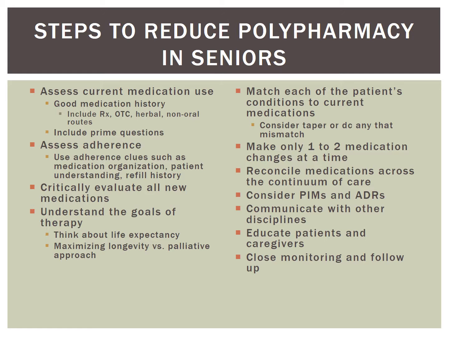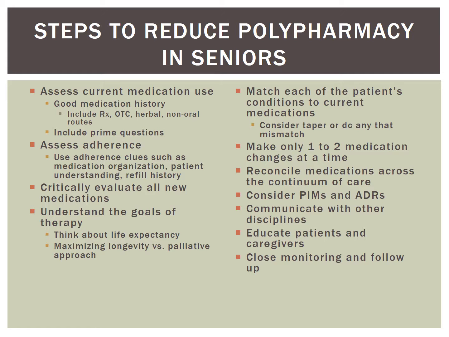We should always be carefully assessing current medication use, and typically this includes a good medication history. We need to make sure we're including prescription products, over-the-counter products, herbal, non-oral routes. We also can think about our prime questions. This is a way to assess the patient experience, their expectations, and their concerns related to medications. We should always be assessing adherence. If patients don't give us a direct answer, or we don't necessarily believe their answer related to adherence, we can use adherence clues, such as how well organized are they with their medications? What's their patient understanding? Can we use a refill history from an outpatient pharmacy?